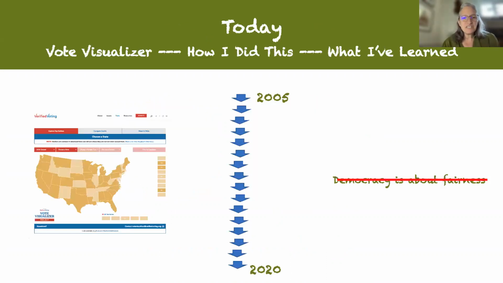So what I want to do today is 3 things. I want to first tell you about the Vote Visualizer, which is a tool that I've just built over the past couple years. I want to give you the timeline from 2005 to 2020 of what made this project possible. And finally, I want to share with you some things that I've learned since I was in the ivory tower. I should say I was in the ivory tower until 2002, and then I was out of the ivory tower, and now I'm halfway back in.